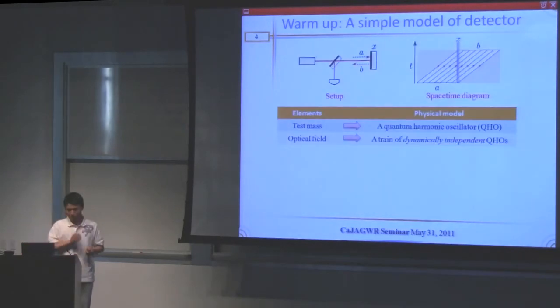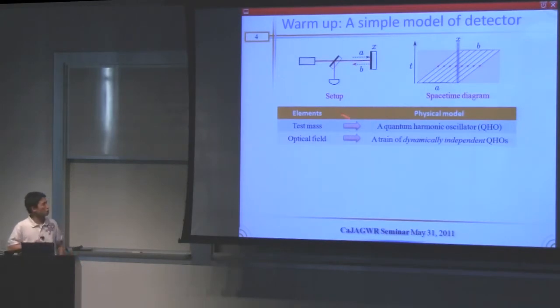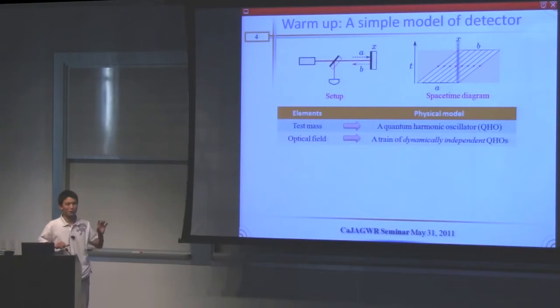Now, let's set up. I just drew the space-time diagram. Here A is the input field, and you have the output field here. It goes in and comes out. So you're wondering what is the physical model in the quantum case for the test mass. Basically, it's just a harmonic oscillator.